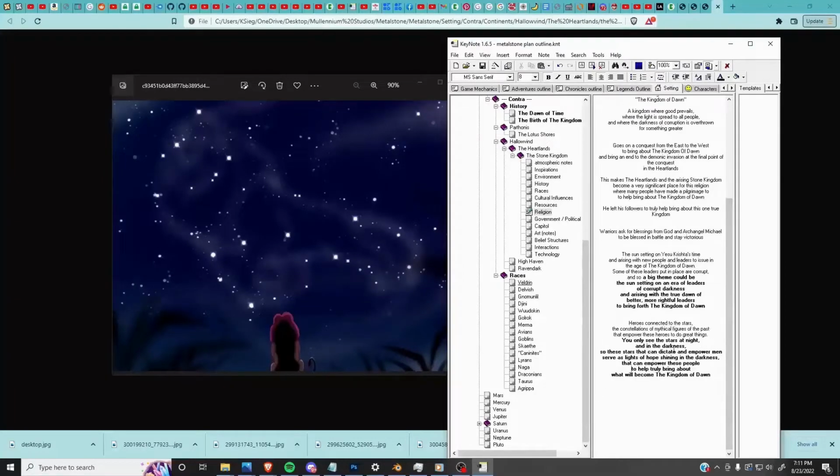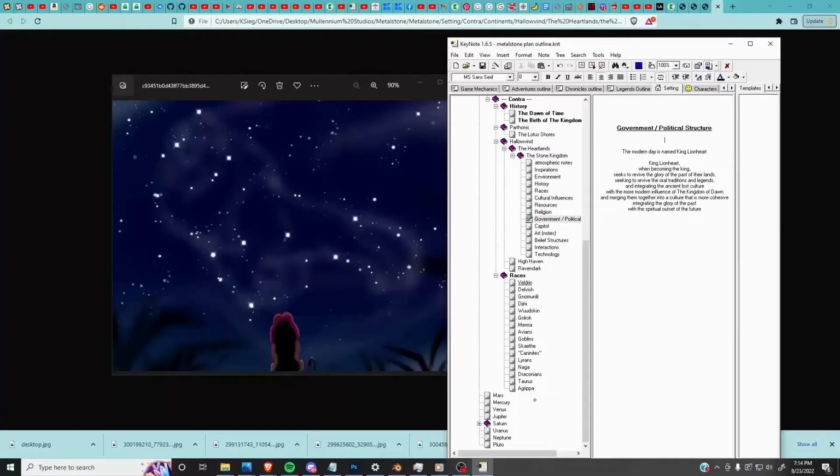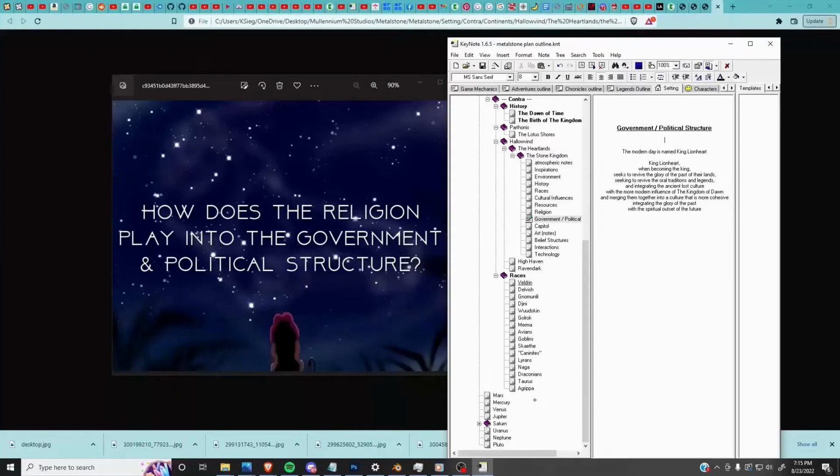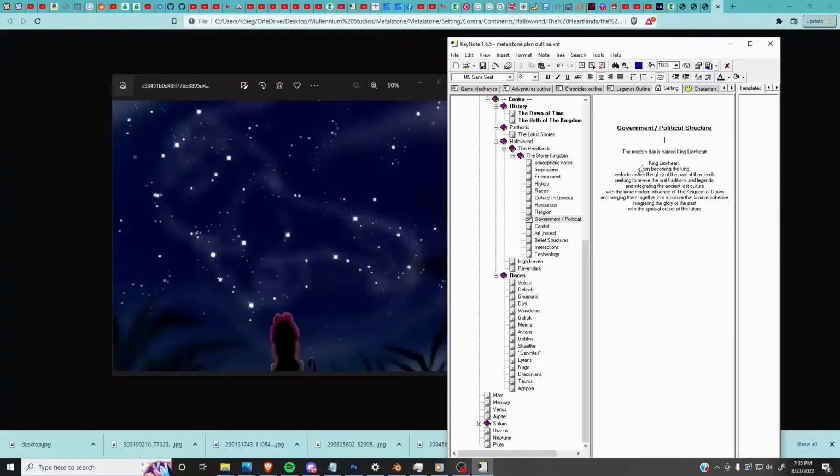So that we know that can be a major theme in the story. Since we have our basis of history and religion founded, we can get into more detailed stuff. Now we can ask ourselves, how does the religion play into the government and political structure? Because if religion is a big part of your kingdom, then it can definitely play into how the kingdom is run in a way.